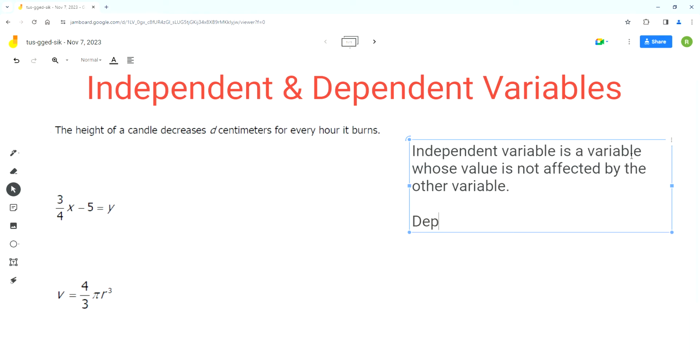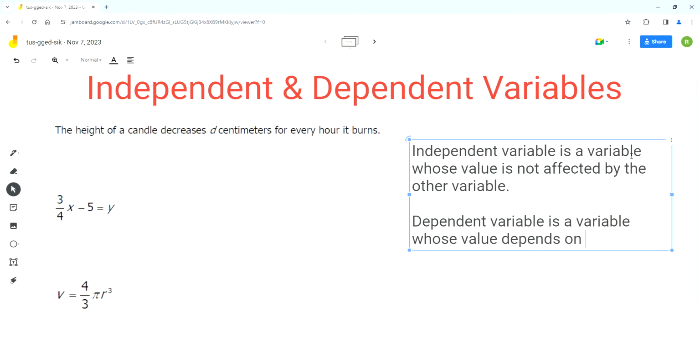Now dependent variable is a variable whose value depends on the value of the other variable. So the dependent variable is also considered the effect that we see in a relation. So the independent variable is the cause and the dependent variable is considered the effect of that cause. So now let's analyze these relations.